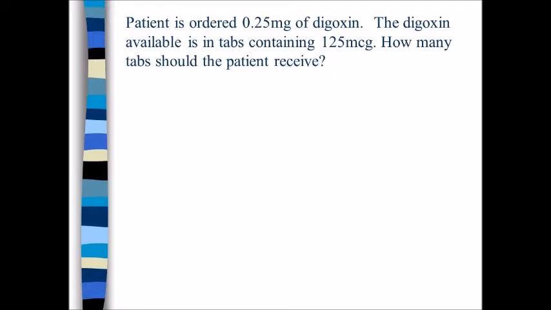So for our next one, we have another pretty straightforward one. It says that we're looking for 0.25 milligrams of digoxin, but it only comes in 125 micrograms. And then how many tablets should that patient receive? So we'll give you a couple seconds to fill that out, see if you can figure it out.